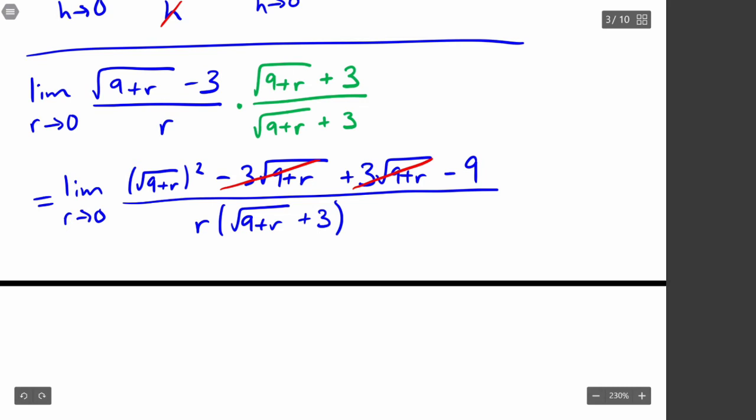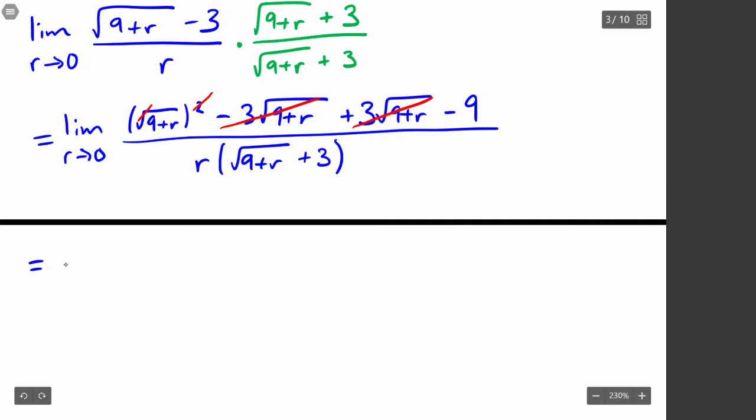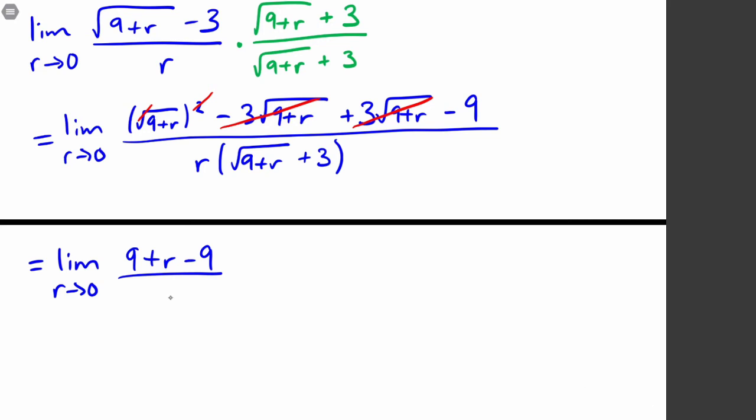This and this are going to cancel each other out because they're just the same thing with opposite signs. This square root here cancels that square root. And so what do we get left over? Well, we have the limit as r goes to 0 of 9 plus r minus 9 over r times square root of 9 plus r plus 3.